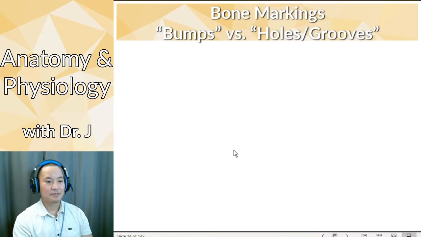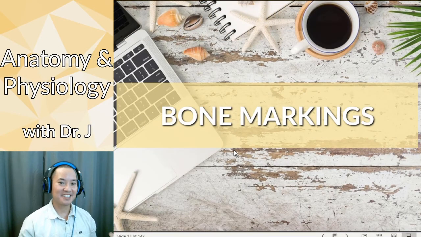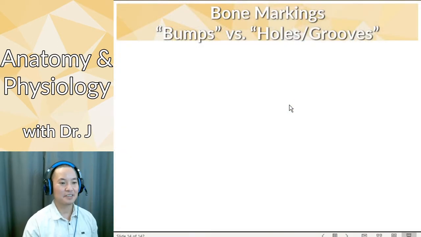Right, so now we're done with bone tissues. Now we can actually get to bone markings. So now we're in classification. This is the way I like to think about it.